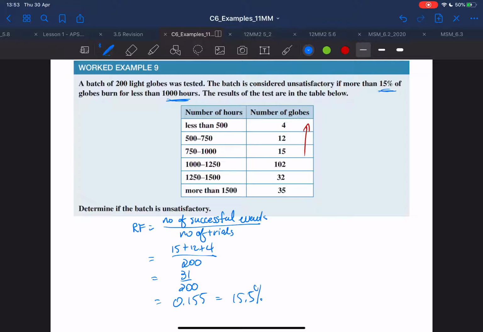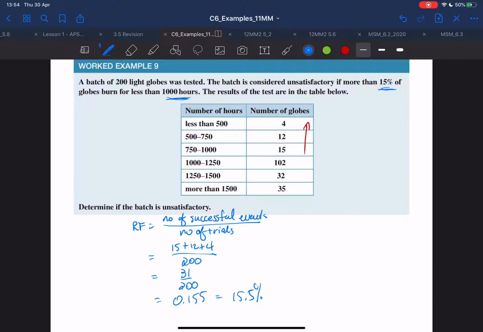If I go back to what they say, they say a batch is considered unsatisfactory if more than 15% of the globes burn for less. What we can see here is that 15.5% burned for 1,000 hours or less. So this means, and you have to answer the question, therefore, this batch is unsatisfactory.